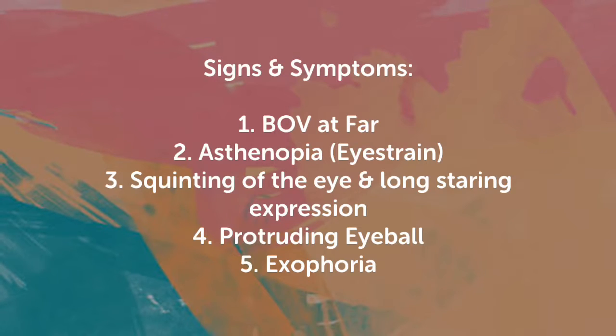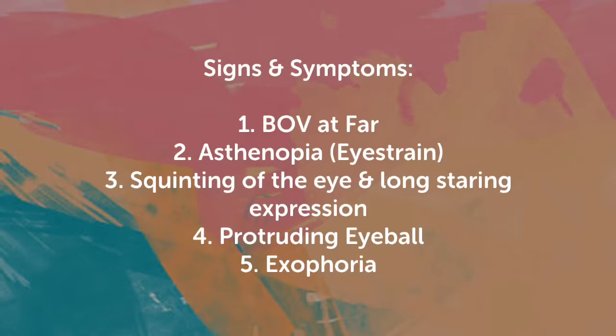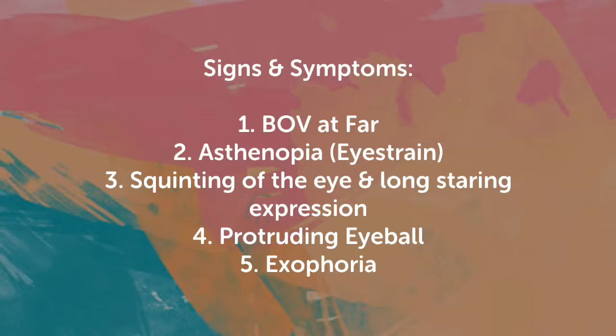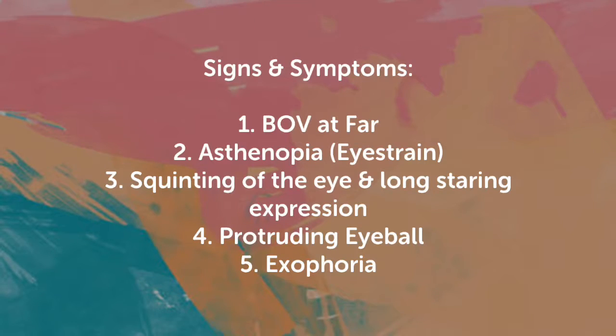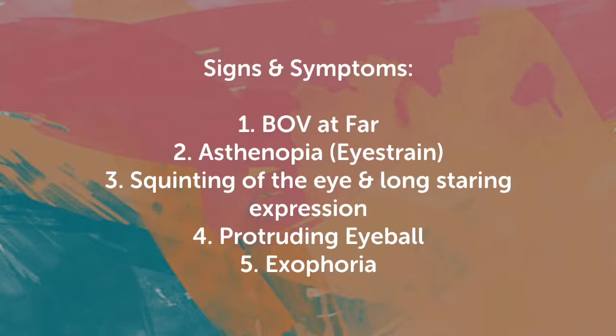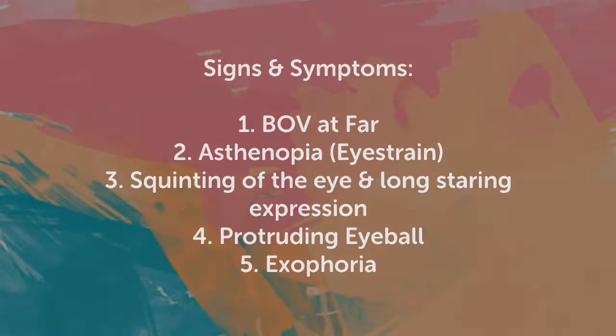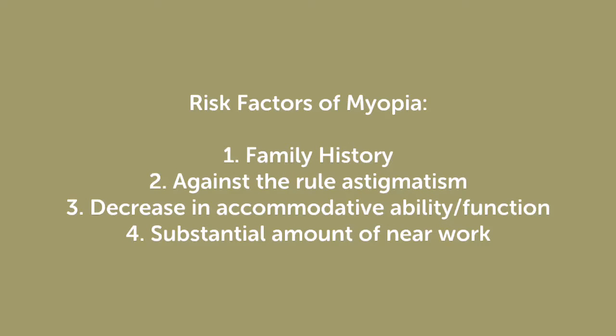especially schoolworks. Signs and symptoms of myopia are blurring of vision at far, asthenopia or eye strain, squinting of the eye and long staring expression, protruding eyeball and exophoria. Possible risk factors of myopia are family history of myopia, against the rule astigmatism, usually in children with steep corneal curvature, decreased accommodative function, and substantial amount of near work.